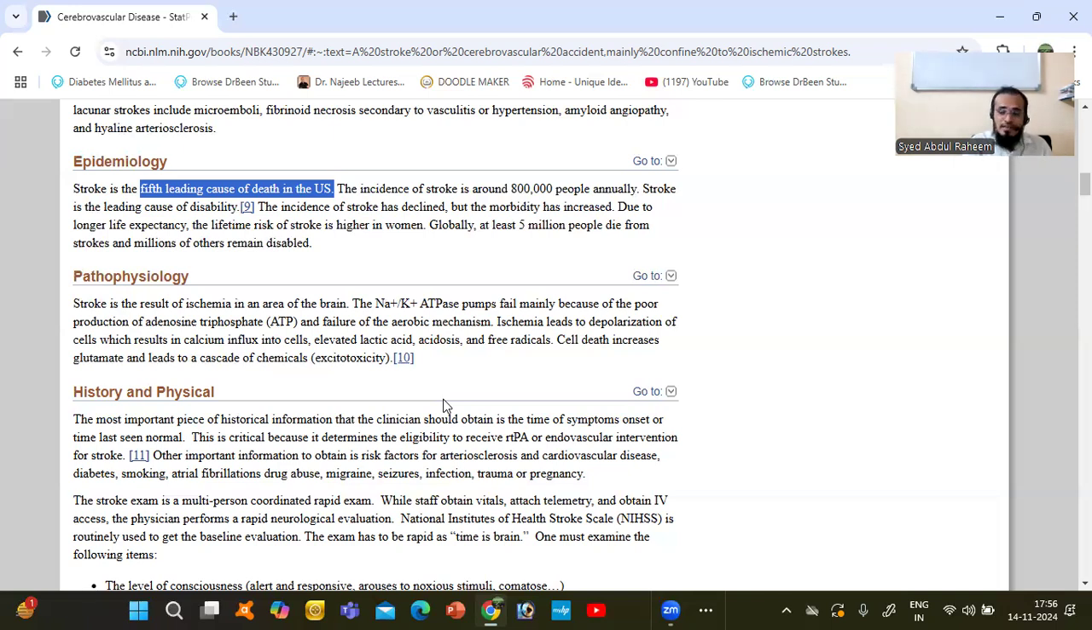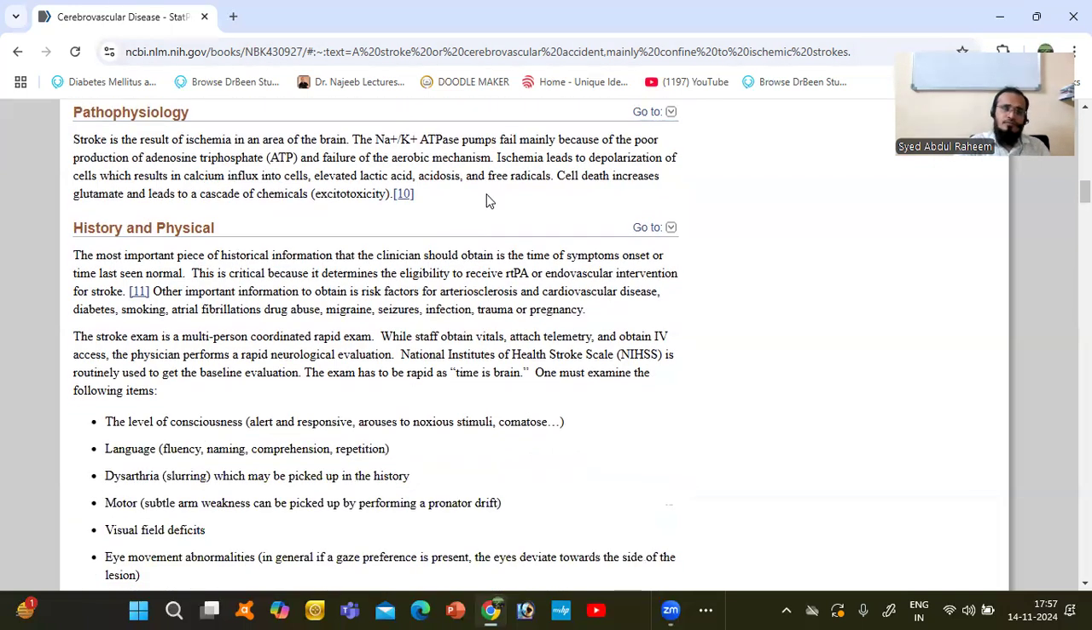So what will happen? The debris will occur. The cell will die gradually. Acidosis will happen, lactic acid increases, and free radicals are increased. So the cell will die. Okay, so this is the reason behind the pathophysiology.